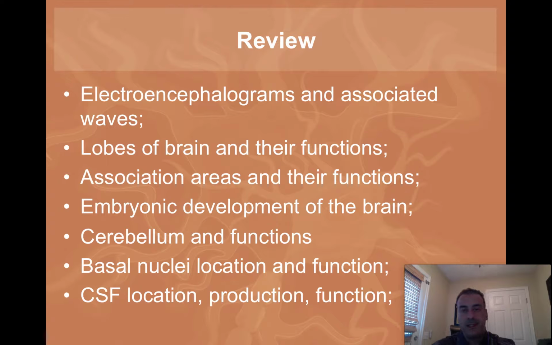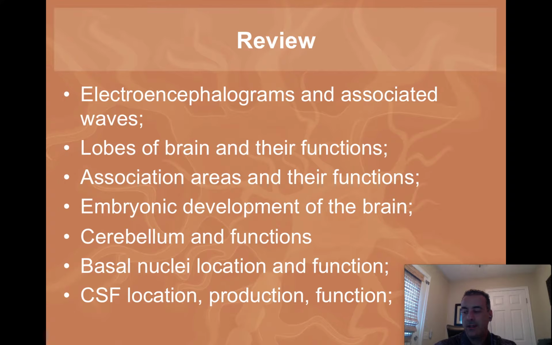Cerebrospinal fluid, CSF. What is it? Where is it located? Obviously, it's located around the brain and down the spine. But also more particularly, where is it produced and what's its function? Understanding the production of CSF will also help you understand where it's located and also its function, but its production is also based on some type of glial cells that you'll have to understand and know as well.